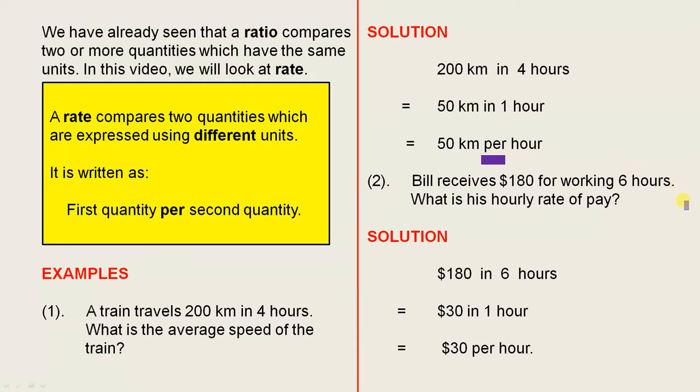Number two, Bill receives $180 for working 6 hours. What is his hourly rate of pay? So we have $180 in 6 hours. So if we divide each of those by 6, that gives us $30 in 1 hour, which is $30 per hour. So here we have an amount of money, and here we have time.